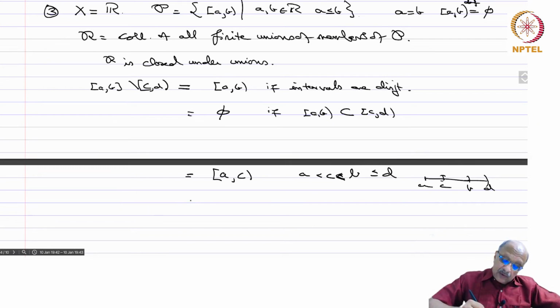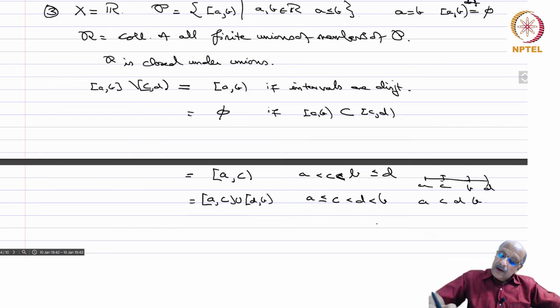And it is equal to, so if you have that A is less than or equal to C, less than D, less than B. So if both A is here, then C, then D, then B, then AB minus CD is nothing but AC union DB.